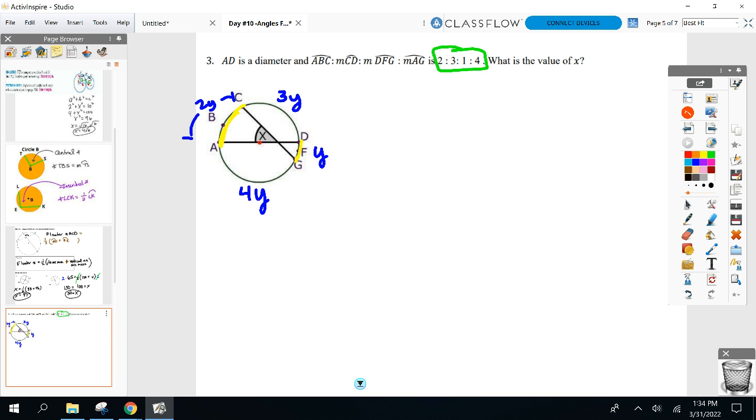What can I do now? Oh wait, that's not the length of the arc, that's the measure. That makes way more sense. Now that makes sense why it was confusing. You just add them all up and get 360, then you find y and plug it all in.